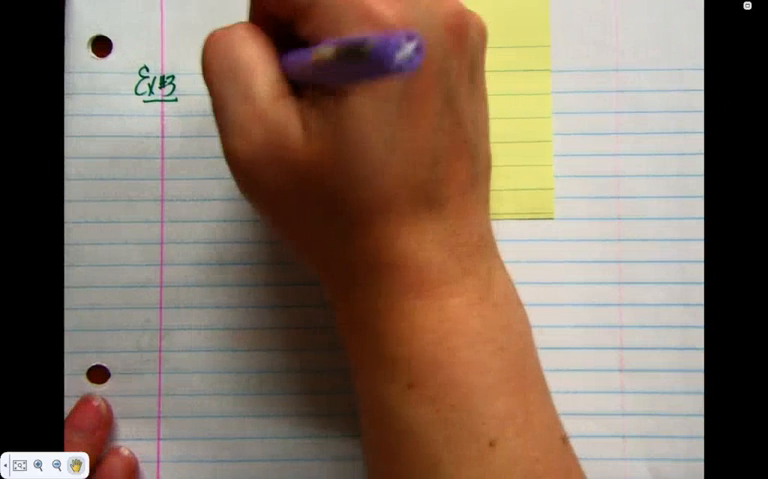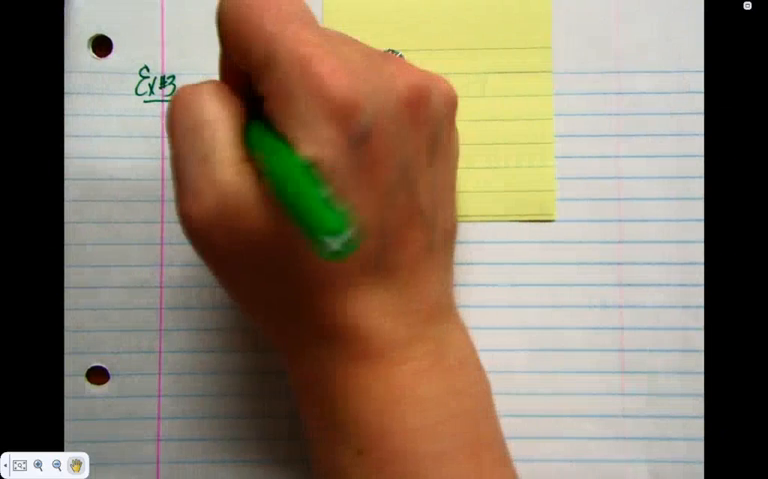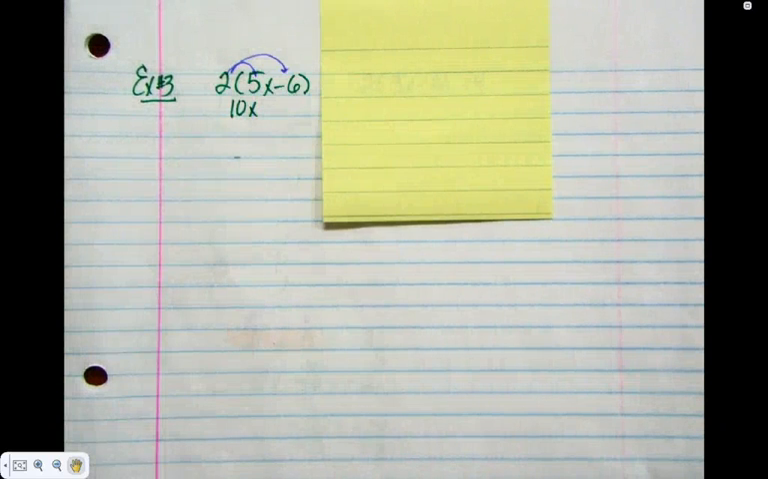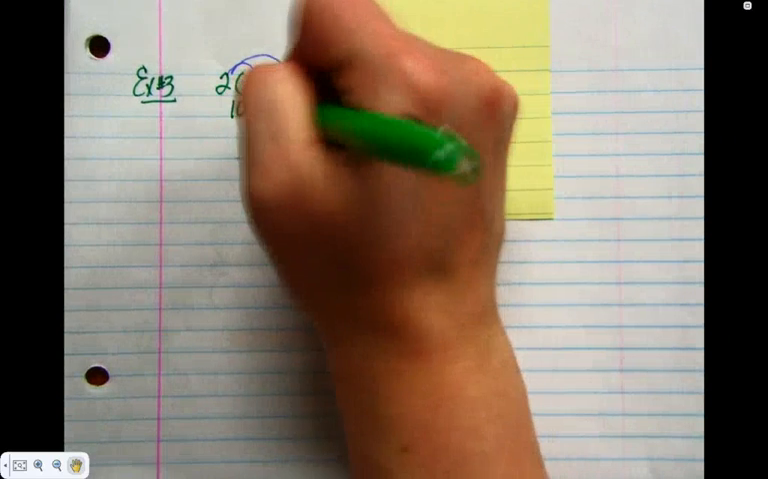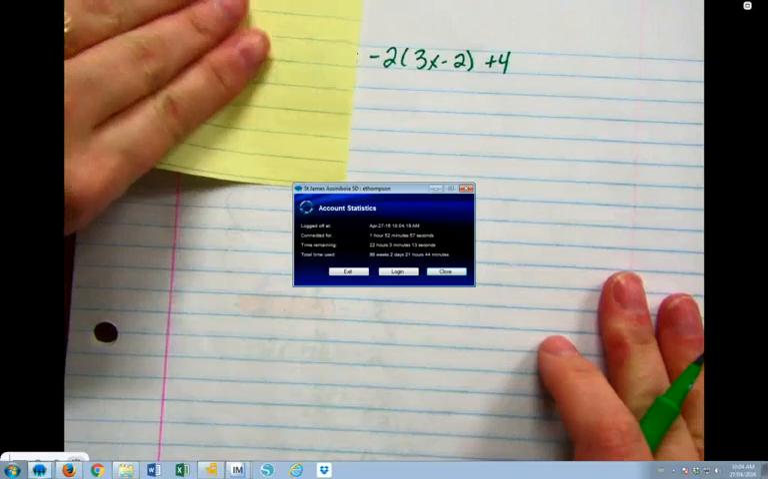So this is just a question from Unit 2 where we're just going to distribute. So 2 times 5x and 2 times negative 6. And then I'm going to cover the left, and I'm just going to worry about the right.